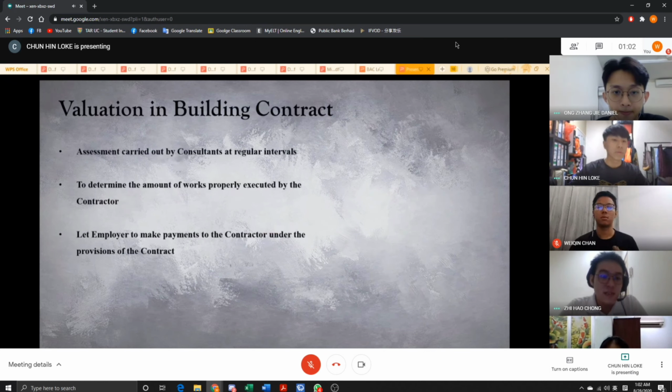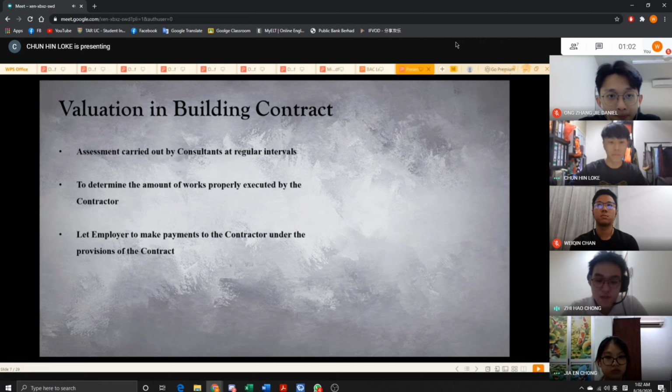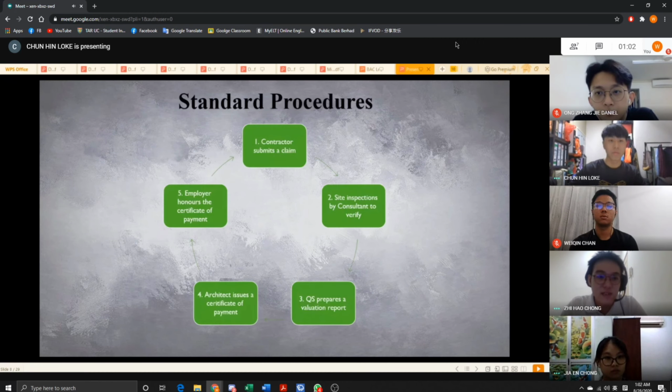I will be presenting the valuation in building contract. Next. The valuation in building contract is an assessment carried out by consultant at regular intervals. It is a process to let QS provide value based on the work done to determine the amount of works properly executed by the contractor in order to let employer make payments to the contractor under the provisions of the contract.